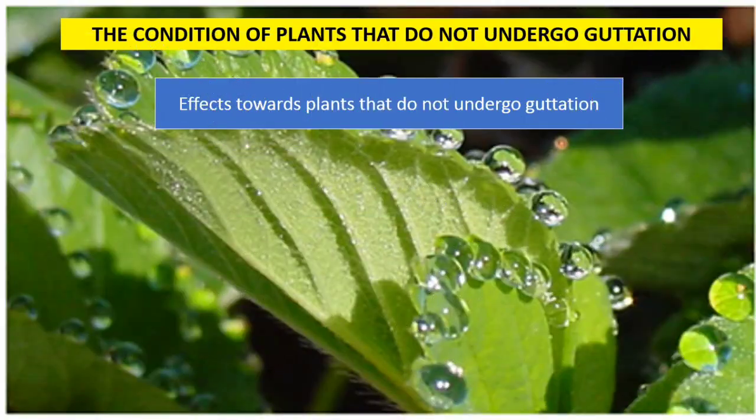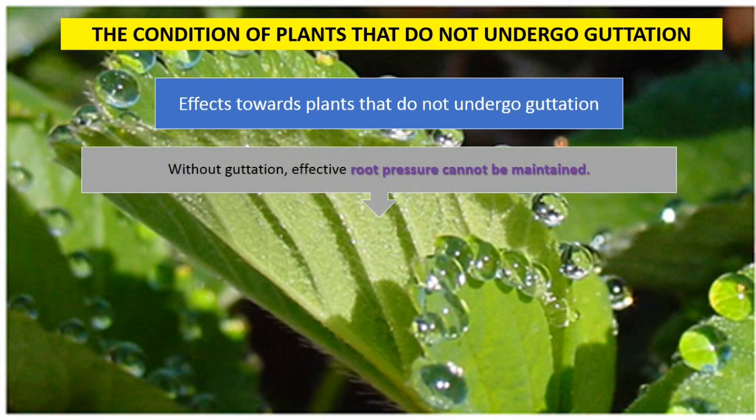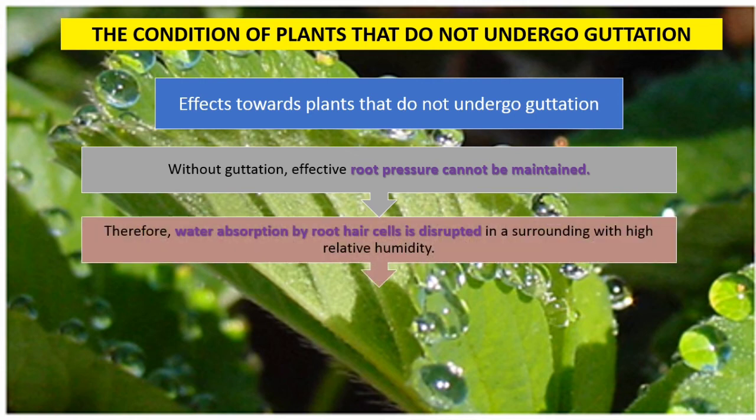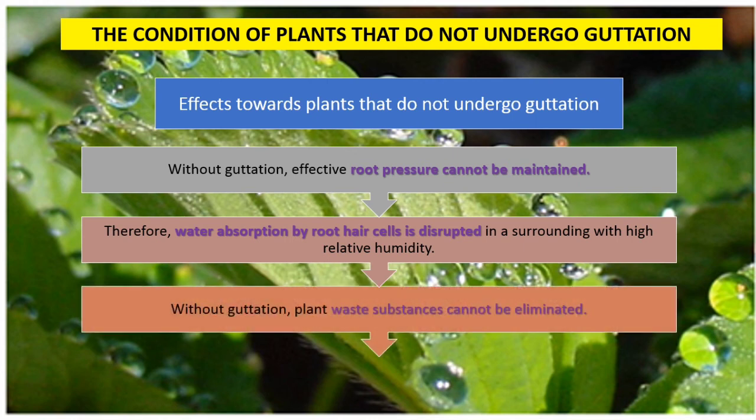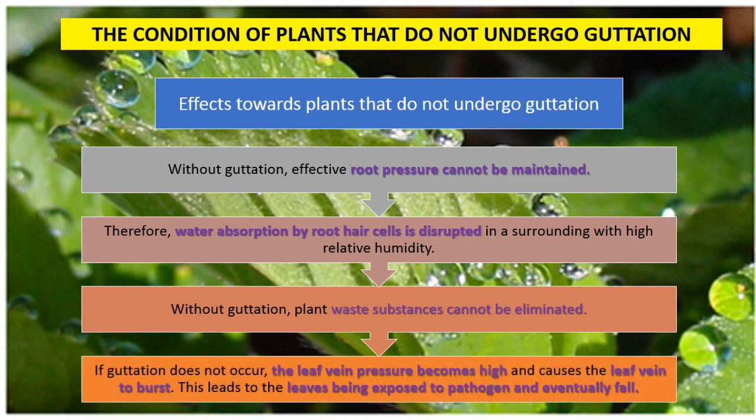Next, the condition of a plant that does not undergo guttation. What is the effect on a plant that does not undergo guttation? Without guttation, effective root pressure cannot be maintained. Therefore, water absorption by root hair cells is disrupted in surroundings with high relative humidity. Without guttation, plant waste substances cannot be eliminated. If guttation does not occur, the leaf vein pressure becomes high and causes the leaf vein to burst. This leads to the leaf being exposed to pathogens and eventually falling.